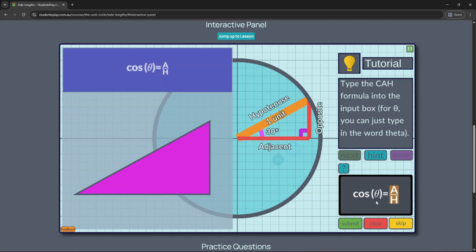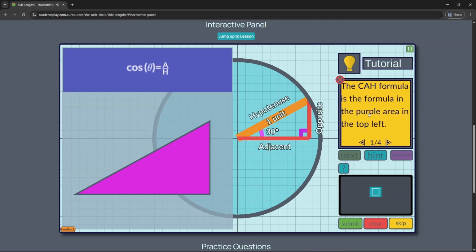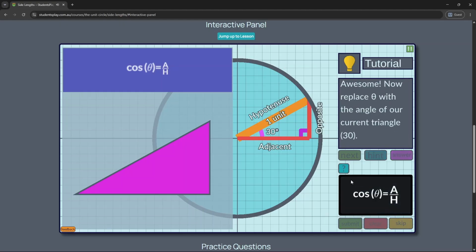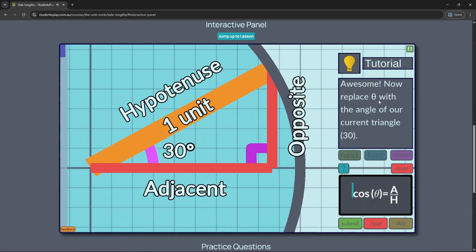If you get stuck on it, or it gets a bit too messed up, you can always just clear it. If you can't quite get the formatting right, you can use the hint to see what we're supposed to type in. So cos theta equals, and then the answer here will also tell you exactly what to type in. But if it's still not quite working, you can always hit the skip button here and it'll put it in for you. Awesome. Now replace theta with the angle of our current triangle, which is 30.